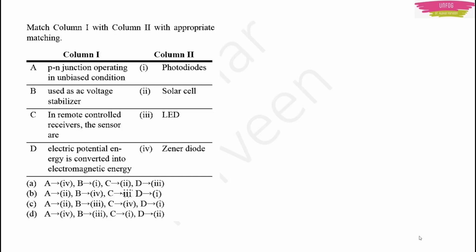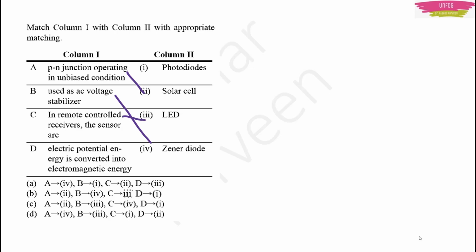See here, the PN junction operating in unbiased condition. What is that? That is a solar cell, because we are not at all connecting any battery there. We don't know what the biasing is there, we don't need it basically. Then, used as a voltage stabilizer. You all know it very nicely now, isn't it? It is a Zener diode. Then in remote control receivers, the sensors used are of course LEDs.